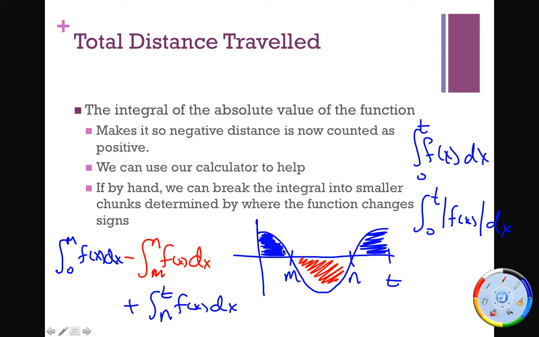That's just in case on an AP exam you need to do it by hand because you're not allowed a calculator in that piece of the test. And obviously you can use sign charts. Remember sign charts? You would find everywhere where it equals 0 and then just determine, here's positive, here's negative, here's positive. You don't even have to graph the function, really. You just need to know where it crosses the x-axis.